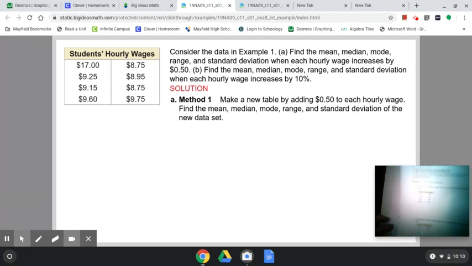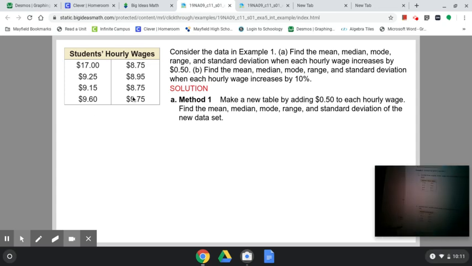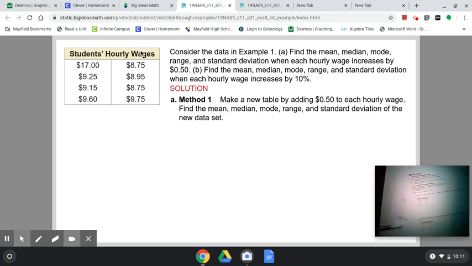So when you look, the original data is here. Sorry, hopefully that can be seen. 16.50 became 17. 8.75 became 9.25. 8.65 became 9.15. 9.10, 9.60, and so on. So we just added 50 cents to every part of the data set. Now you redo everything we did before, okay?